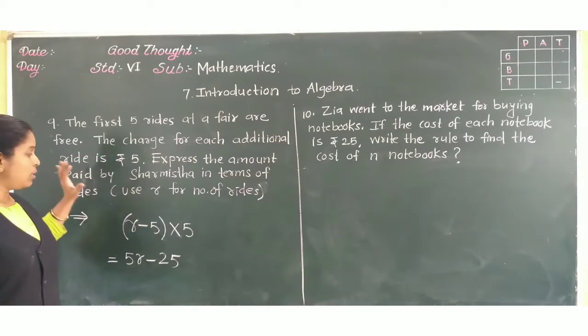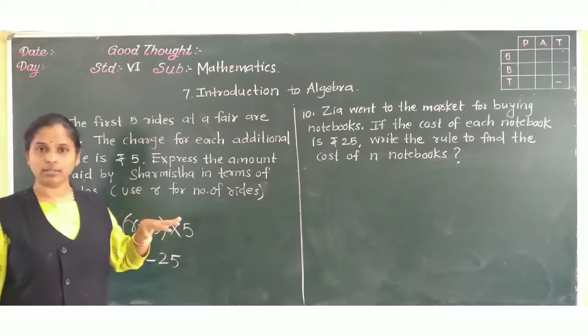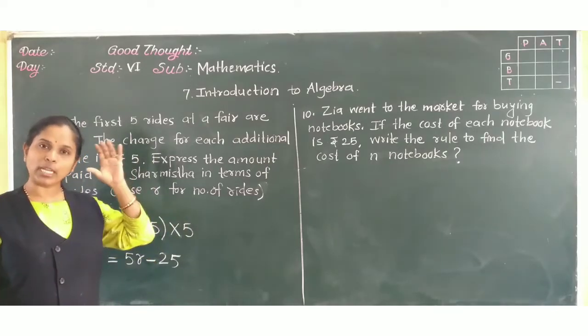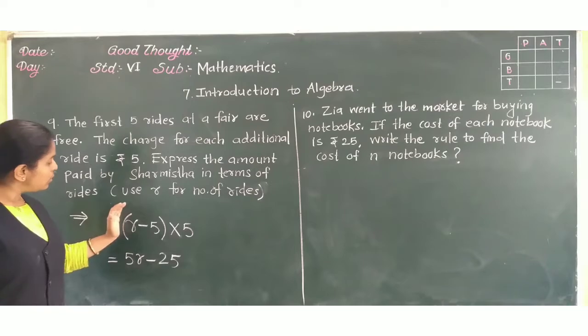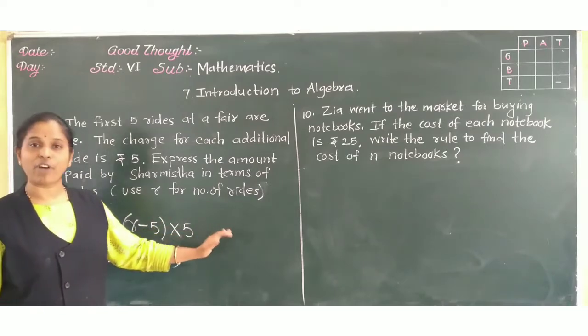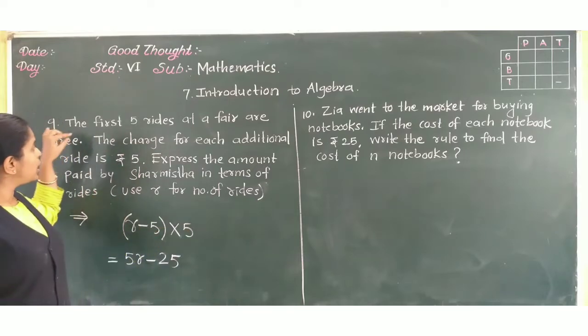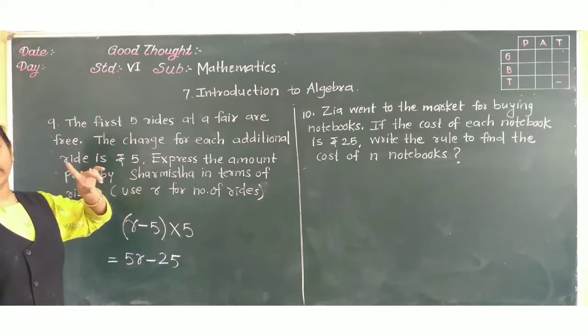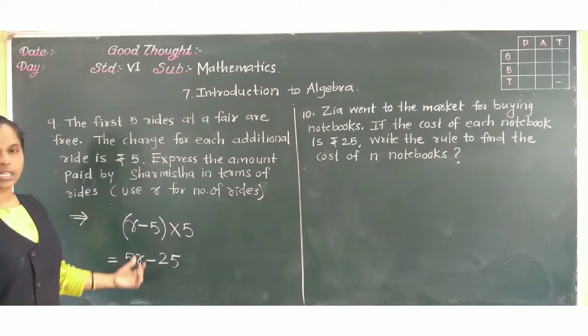Okay, this is important. The number of rides is there, and the first 5 rides are free. So from the number of rides we have to subtract 5, and this we have to multiply by 5. Why do we have to multiply by 5? Because the charge for each additional ride is rupees 5. So this is the rule we can write. Okay, next.